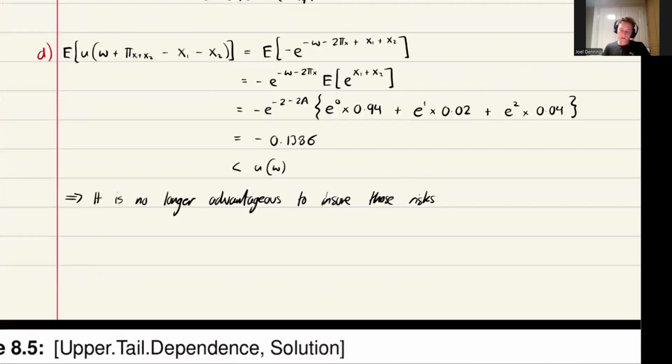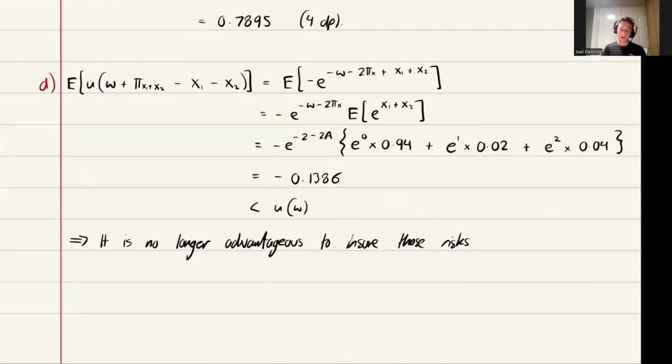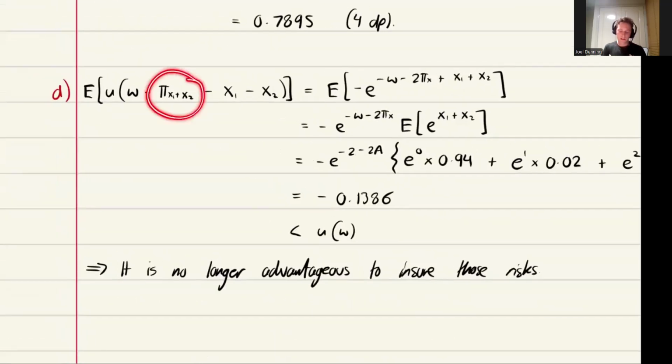Okay, and that makes sense, right? Since the risks are positively correlated, that means if one of them was equal to 1, then it's more likely the other one is also going to be equal to 1. So it's more likely the insurer is going to have to pay out more claims, right? That's the main idea. And this also ties back to the fact that we're charging the same premium as we did in the independent case.